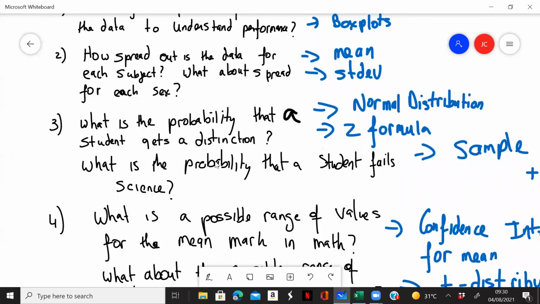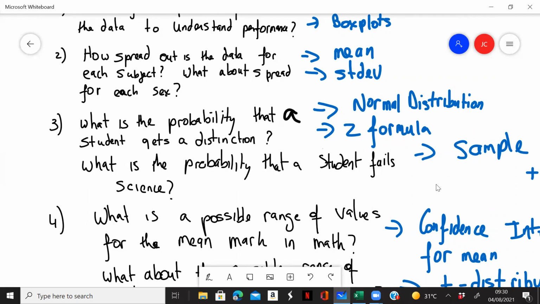Well, what is the real probability that the student gets a distinction? What is the probability that the student fails, for example, in science? How can we do that? Well, we need to introduce the normal distribution and the famous Z formula. We'll see what it is.